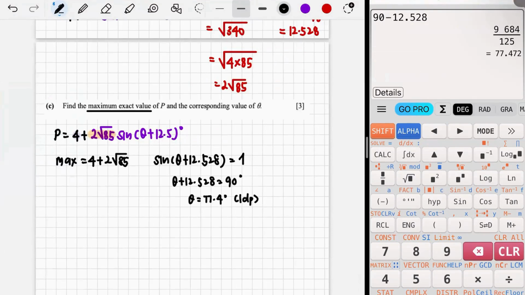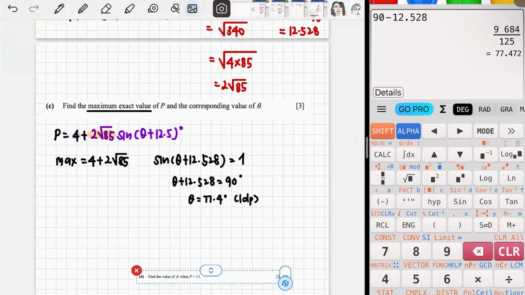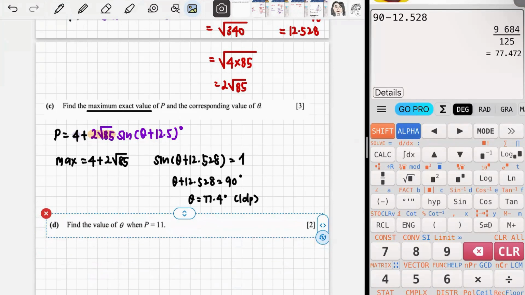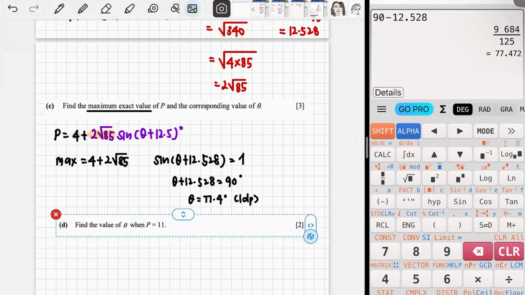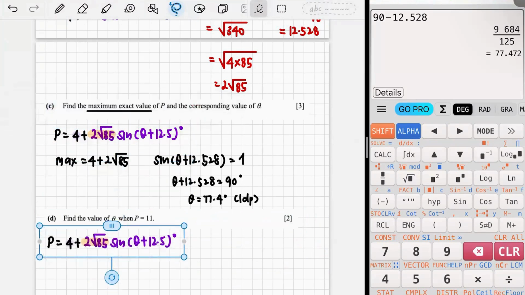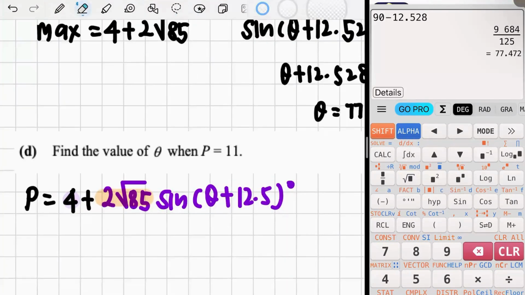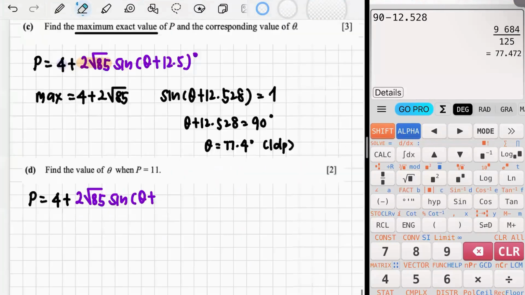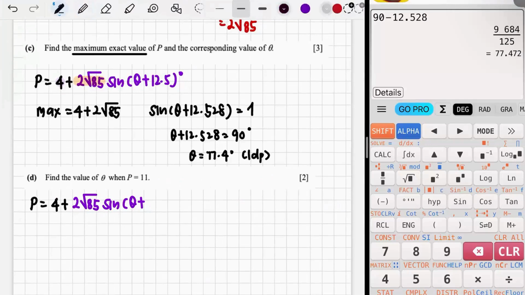All right, the next part, they will ask you to solve. I love this question because they test you everything you need to know. Step 1, prove. Step 2, R formula. Step 3, maximum. Step 4, solve. So now P is equal to 11, so what we have is this thing again. But I don't want to use 12.5, I want to use 12.528.